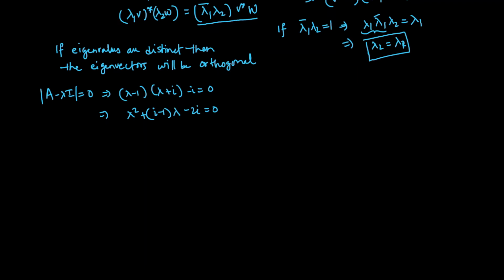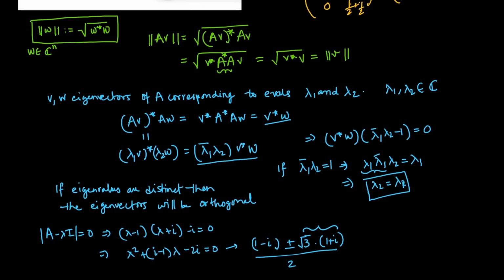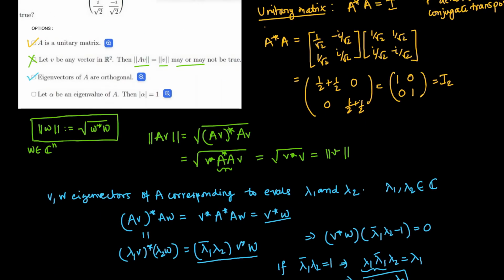In fact, by Sridharacharya method, we can say that the roots are nothing but 1 minus I plus minus under root 3 times 1 plus I, divided by 2. And definitely both the roots are not equal. In fact, for them to be equal, we need this part to be 0, but this is not 0, so they are not equal. Since they are distinct, we can say that the eigenvectors are orthogonal. So the third option is correct.